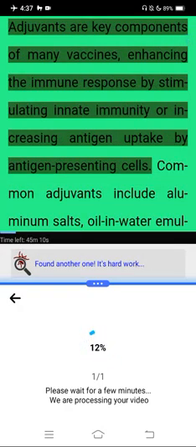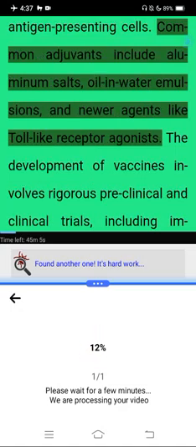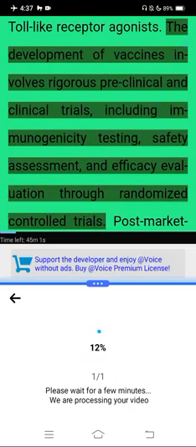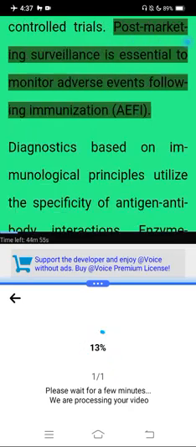Adjuvants are key components of many vaccines, enhancing the immune response by stimulating innate immunity or increasing antigen uptake by antigen-presenting cells. Common adjuvants include aluminum salts, oil and water emulsions, and newer agents like toll-like receptor agonists. The development of vaccines involves rigorous preclinical and clinical trials, including immunogenicity testing, safety assessment, and efficacy evaluation through randomized controlled trials. Post-marketing surveillance is essential to monitor adverse events following immunization, AEFI.